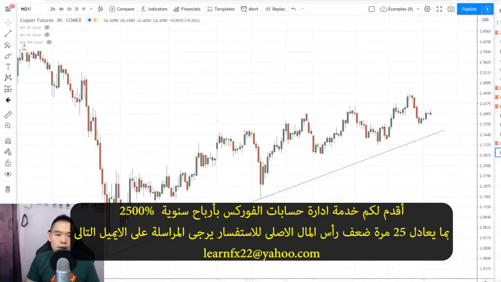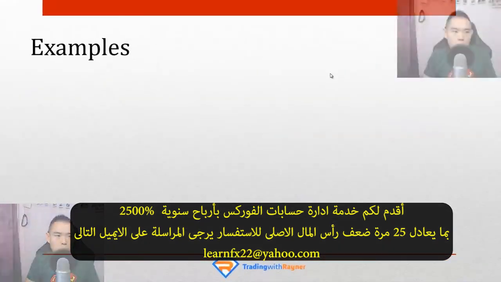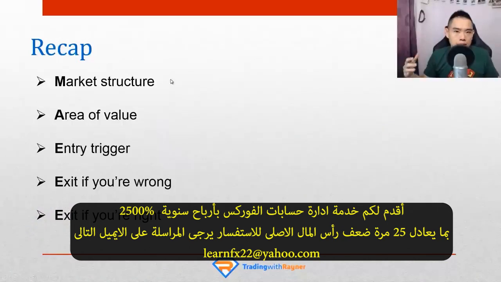I hope you got a deeper understanding of how this works. And to do a quick recap, number 1, look at the market structure. Number 2, look for the area of value. Number 3, look for a valid entry trigger to get into the trade. Number 4, know where to get out if you're wrong, the exit if you're wrong. And number 5, you must know where to exit if you are right as well.